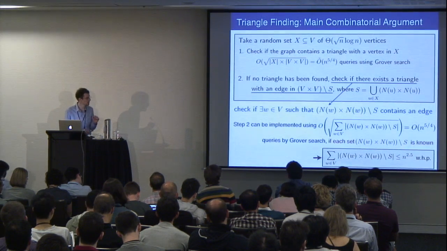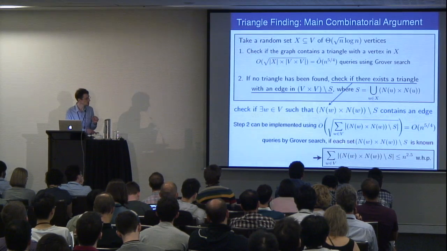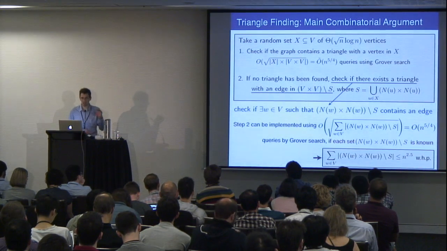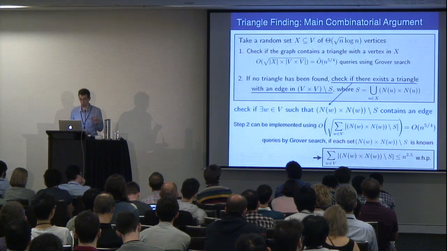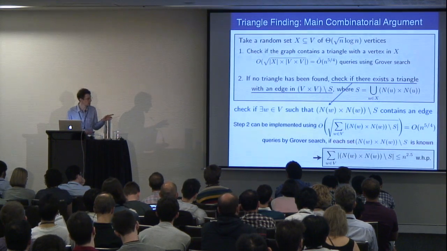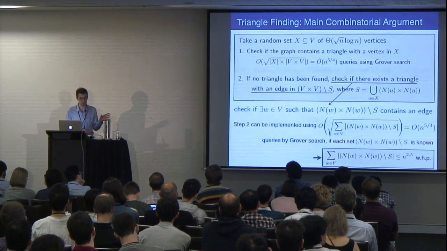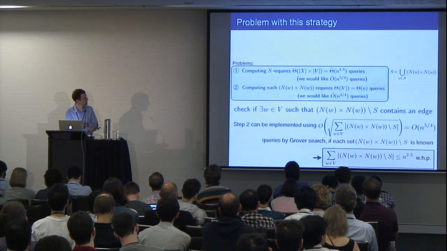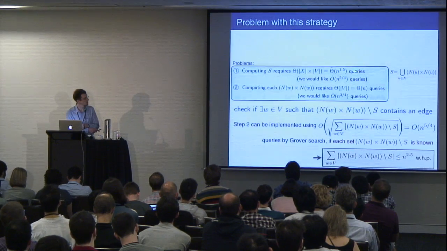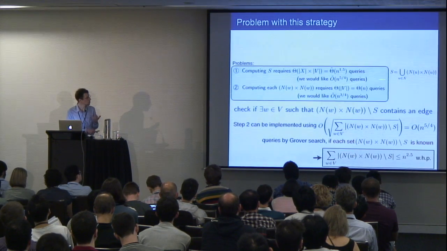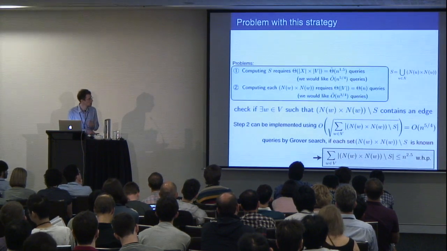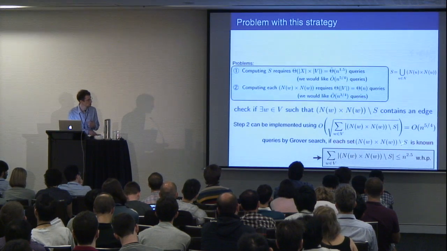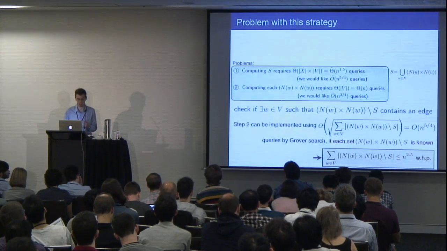But there is a big problem here. To apply Grover search, we need to know these sets. We need to know the sets over which we are doing a Grover search. And these sets are very complicated to construct. So for example, computing S requires n to the 1.5 queries, which is too much. And computing each neighborhood requires a linear number of queries, which is too much. So this means that we cannot use this implementation because we don't know how to construct these sets efficiently.